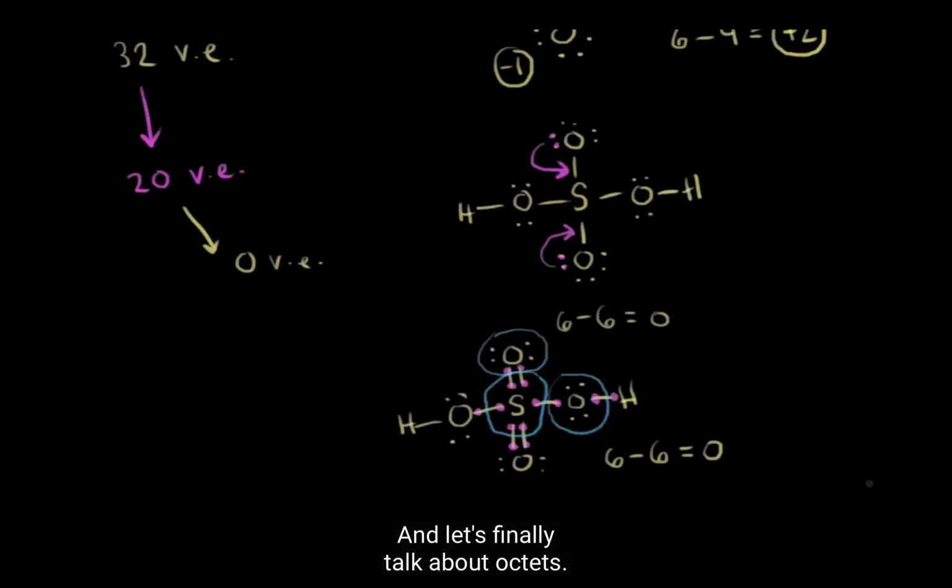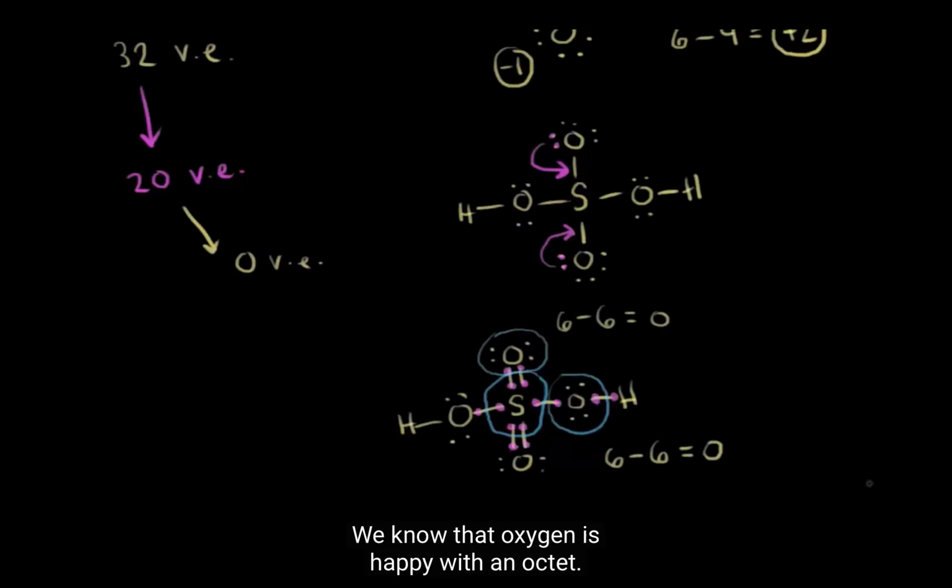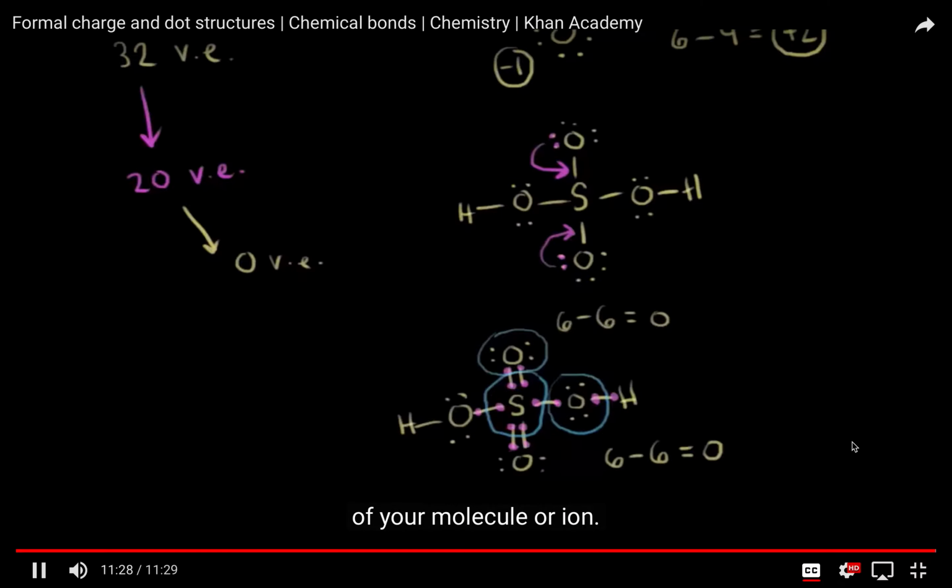And let's finally talk about octets. We know that hydrogen is happy surrounded by 2 electrons. We know that oxygen is happy with an octet, and so you can see that all of these oxygens have an octet. Sulfur, in this case, is not surrounded by an octet. It has an expanded outer shell. It's okay for sulfur to have an expanded valence shell because it's in the 3rd period on the periodic table, and we talked about why that's okay in the previous video. And so this is just one more thing to think of when you're drawing dot structures. Sometimes formal charge will affect the final structure of your molecule or ion.